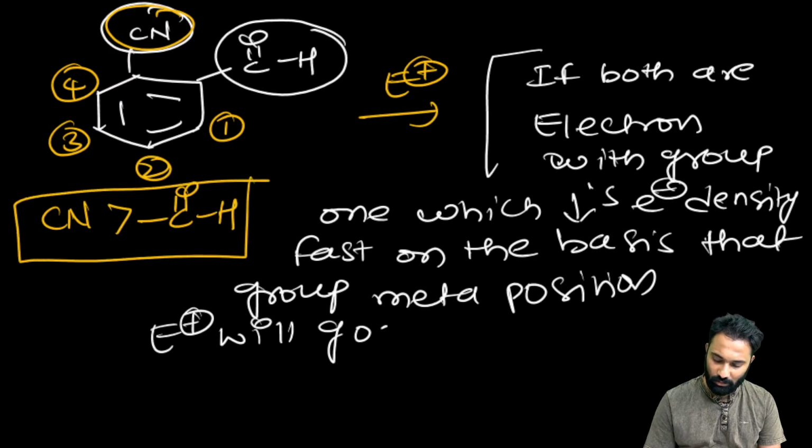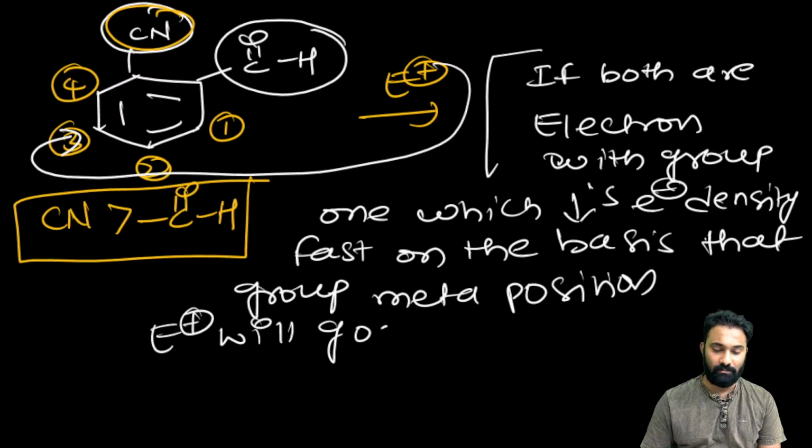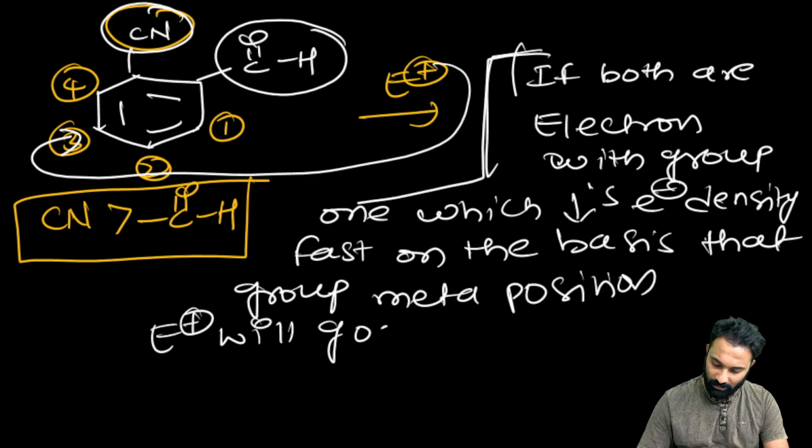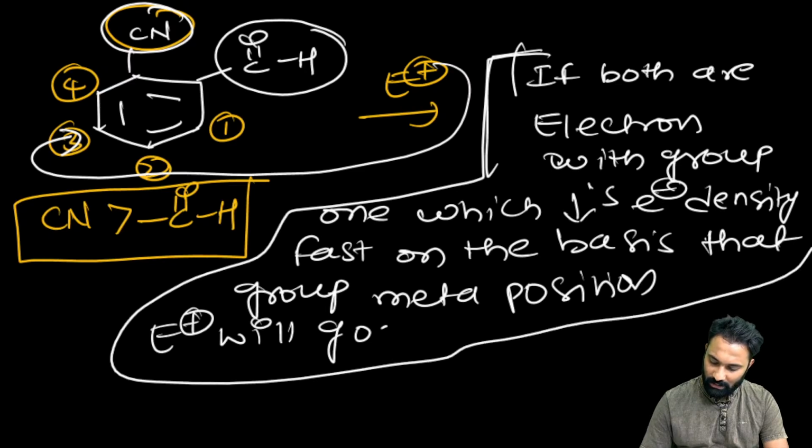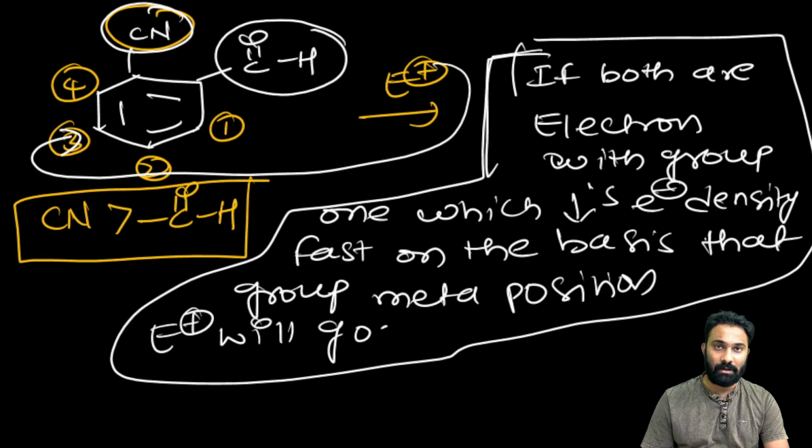Now the electrophile will go and attack at which position? It will attack at carbon number 3. Is it clear? This is one very key point you have to remember. If strong electron withdrawing groups are given, the electrophile will attack that position where the strong electron withdrawing group increases the electron density. This means it increases the electron density at the meta position and decreases it at ortho and para. So this third group is the cyanide.